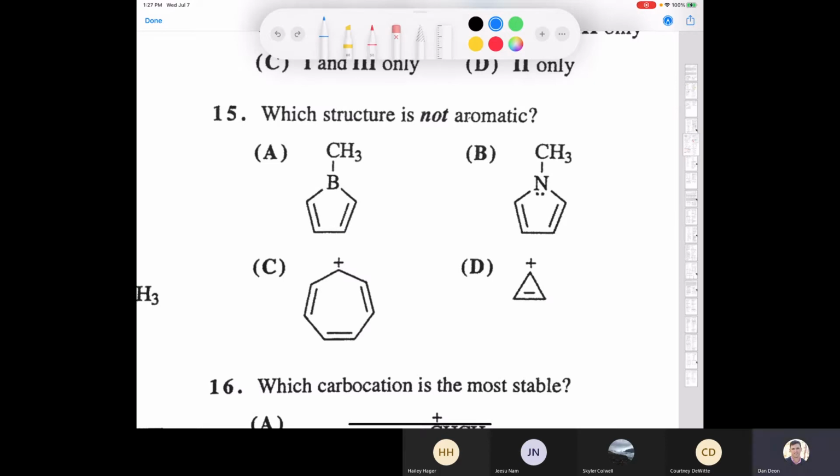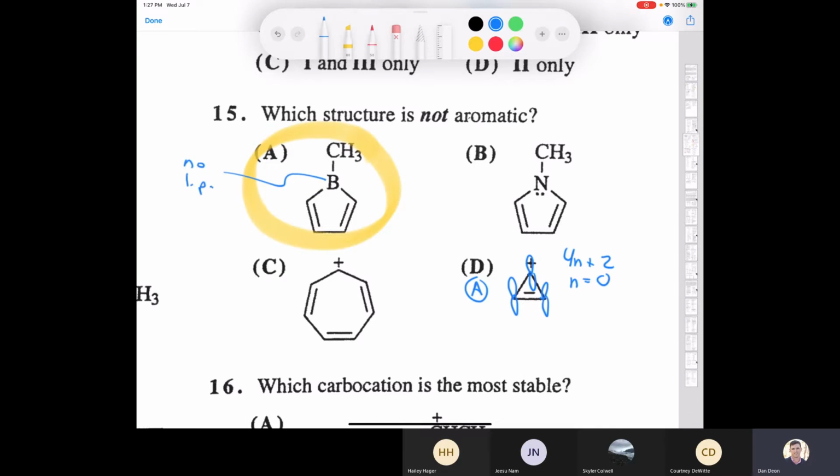D is definitely aromatic. The cyclopentenyl cation, right? Because this is 4n plus 2, where n is equal to 0, and you have sp2, sp2, and sp2. So this is definitely aromatic. It's going to be A, right? Because there's no electrons on boron. Boron is in group 3A, therefore it has no lone pair, and so this compound is not aromatic. And we could put here no lone pairs.